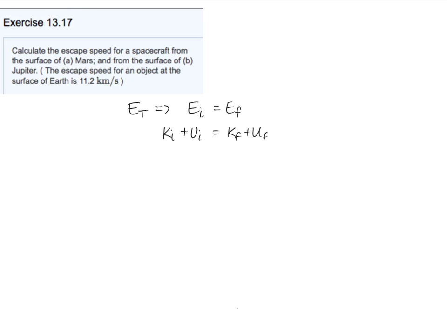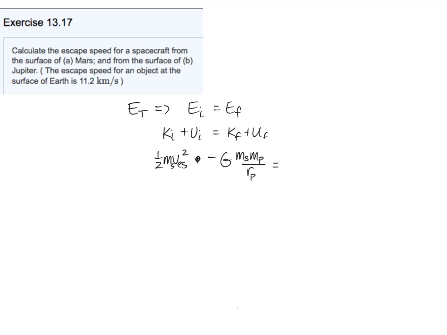But we have to make some special assumptions. To find the expression for escape speed, we assume that it's leaving initially with the escape speed, and then, sorry, that's minus. It has a potential energy, and I'm just going to use the mass of the planet over the radius of the planet.